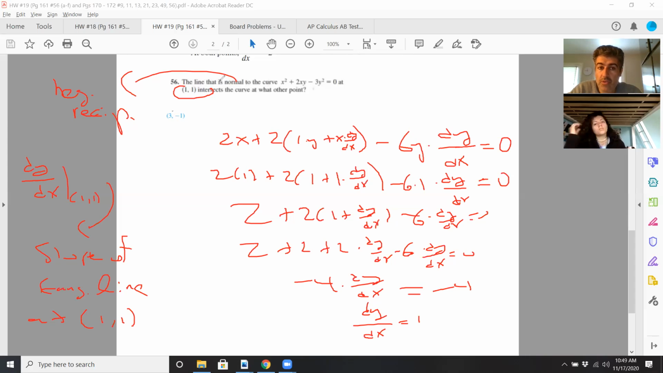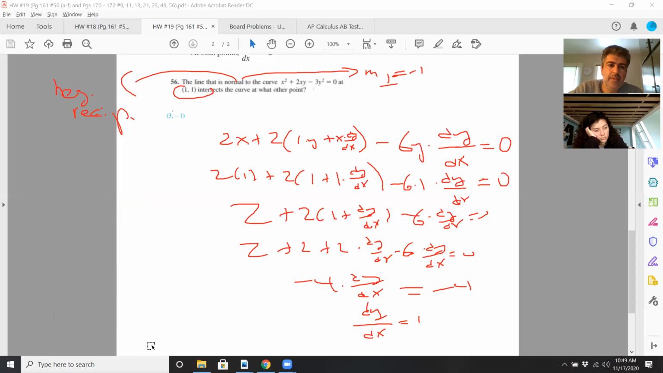So my normal line will have a slope of negative 1. The perpendicular slope is going to be negative 1. So what this means is that the equation of my normal line, I'll do this in green, will be y minus 1 equals negative 1 times x minus 1. Or y minus 1 equals negative x plus 1. Or y equals negative x plus 2.